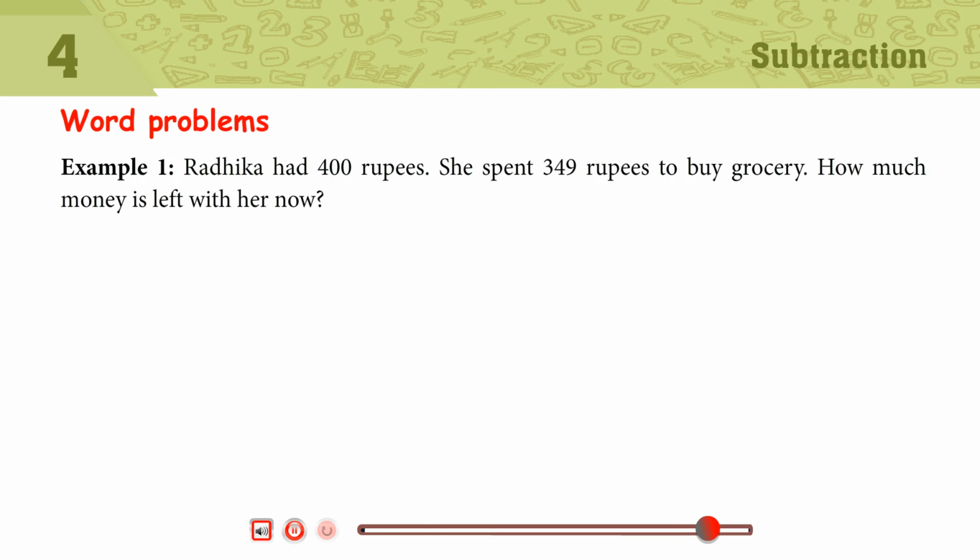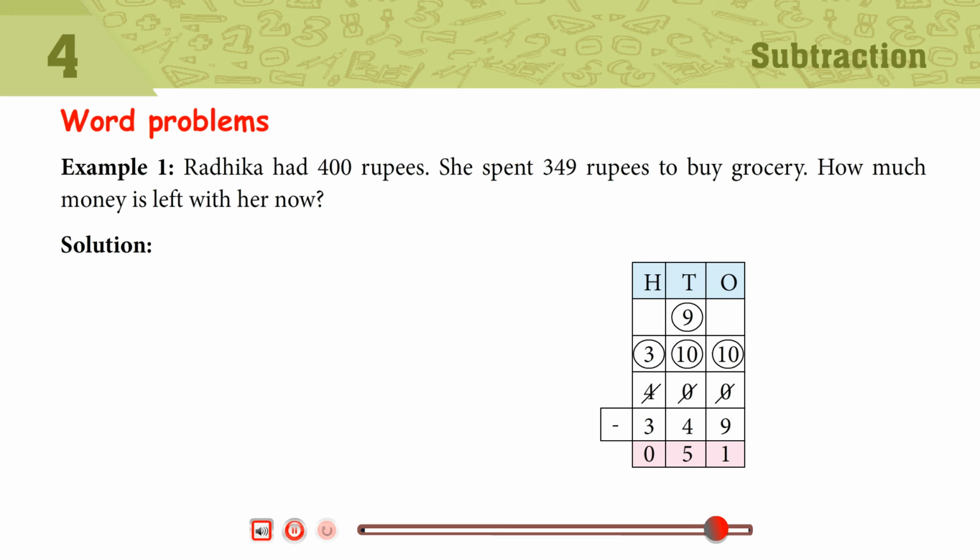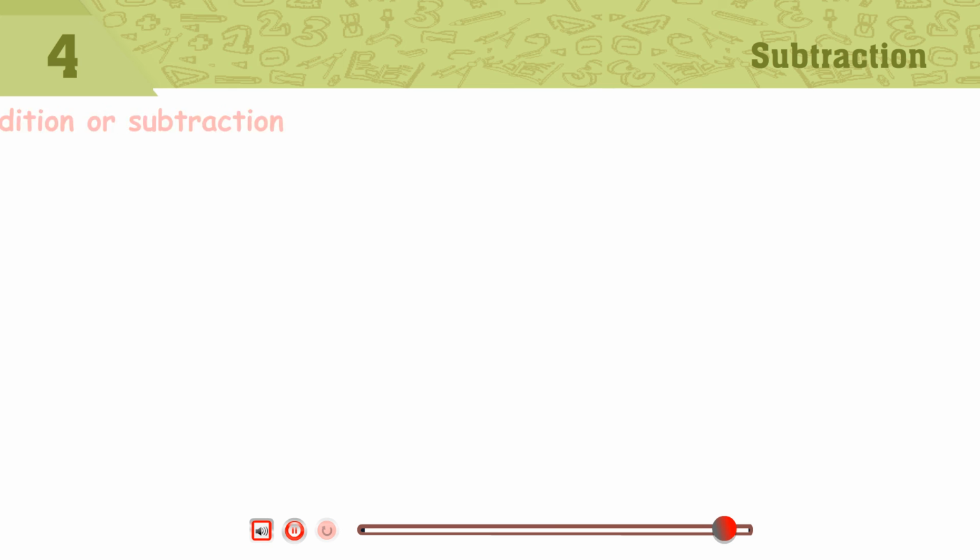Word problems. Example 1. Radhika had 400 rupees. She spent 349 rupees to buy grocery. How much money is left with her now? Solution. Money Radhika had 400. Money spent 349. Money left is equal to 51 rupees.